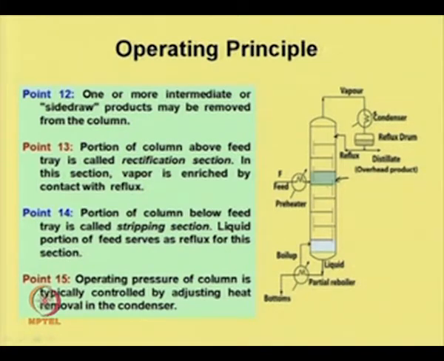The portion below the feed is known as the stripping section, and in this case the liquid serves as the reflux for this section. The operating pressure of the column we can control by adjusting heat removal in the condenser. So, the operating pressure in the system we can obtain by removal of the heat using the condenser.